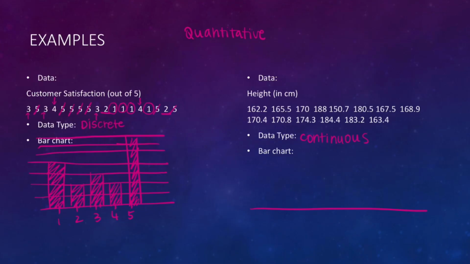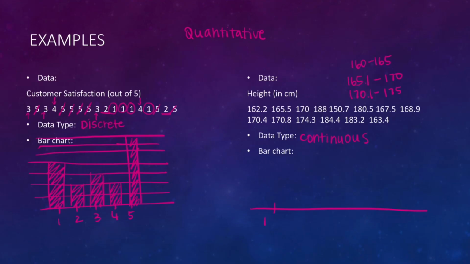Most of the time you have the bars right next to each other to show that there are no gaps. It's a continuous data set. So let's say I'm going to have 160 to 165, and then I'll have 165.1 to 170, 170.1 to 175, etc. Sound good to everyone? Okay. And that allows me to have about 5 centimeters per group.